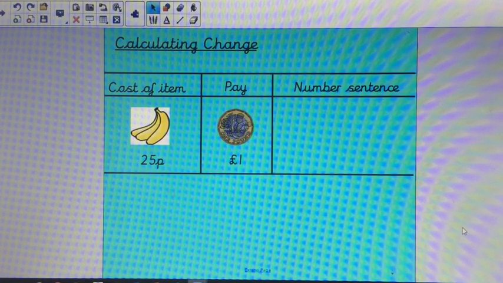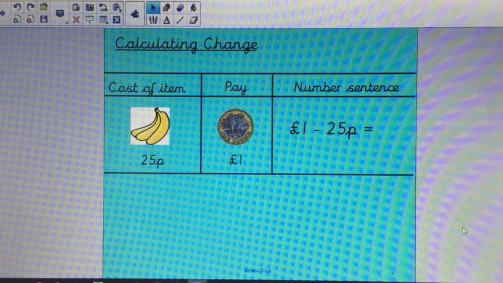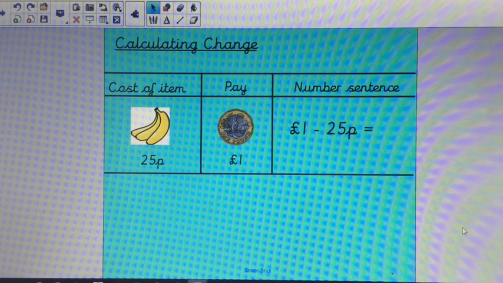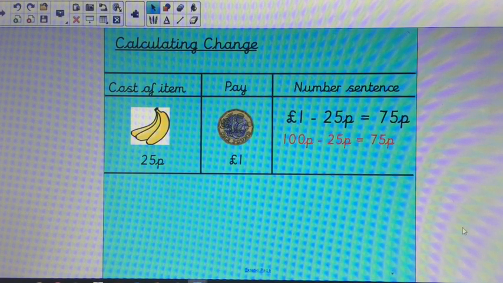My number sentence is going to be £1 take away 25p. So now I'd like you to work this out, remembering that you need to convert the pound into pence, and you need to split the 25 into its tens and its ones. So have a go at calculating this. Ready? Okay, let's go through it. £1 take away 25p equals 75p.